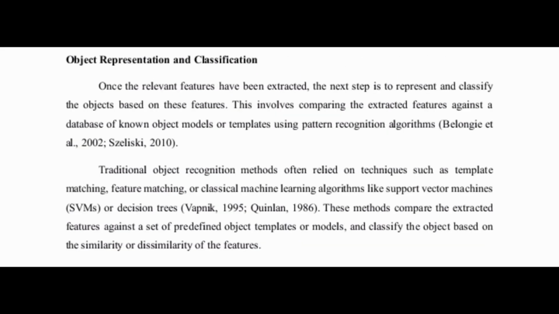Object representation and classification. Once the relevant features have been extracted, the next step is to represent and classify the object based on these features. This involves comparing the extracted features against a database of object models or templates using matching algorithms. Traditional object recognition methods often rely on techniques such as template matching, feature matching, and classical machine learning algorithms like support vector machines or decision trees. These methods compare extracted features against a set of predefined object templates or models, and classify the object based on similarity or dissimilarity of the features.